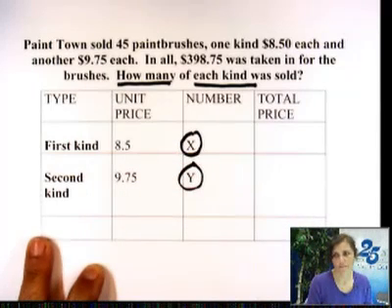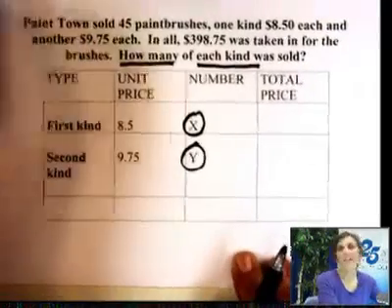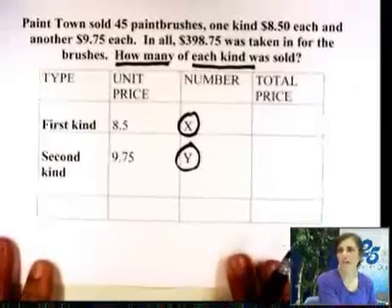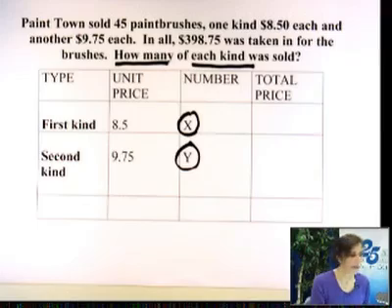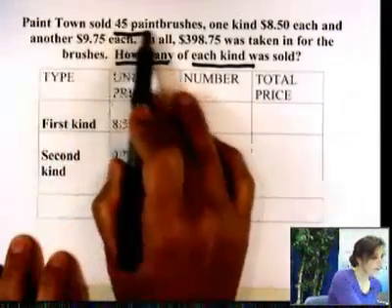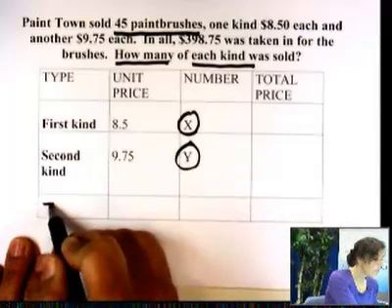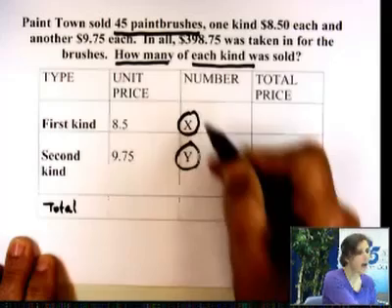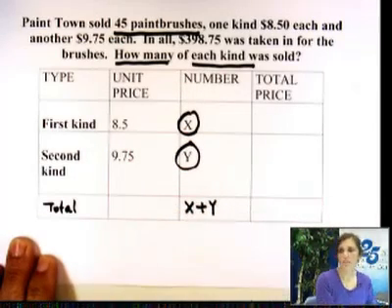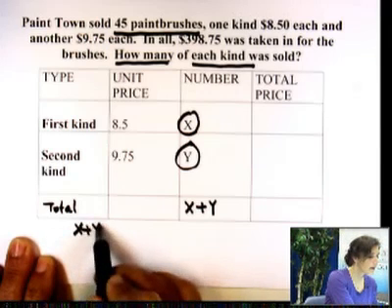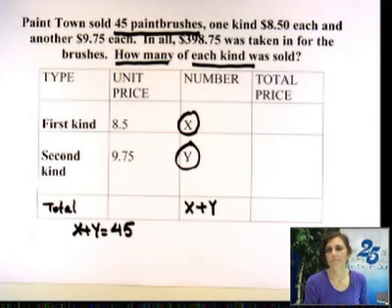Number of brushes. Now, one equation is going to come from the number of stuff. So let's look at it. Is there number of stuff information in the question? Painttown sold 45 paintbrushes. So if you put total here, how many paintbrushes are we talking about? X plus Y. Here's one equation: X plus Y equals 45. So this is the number equation.